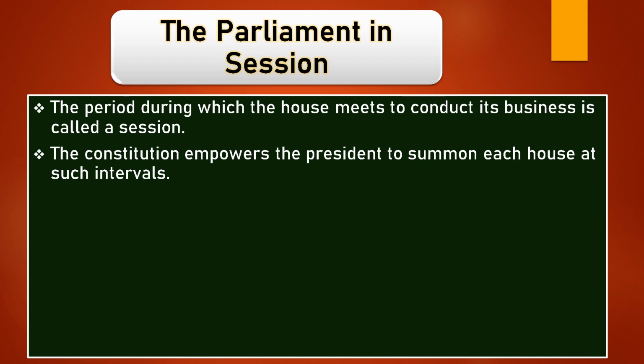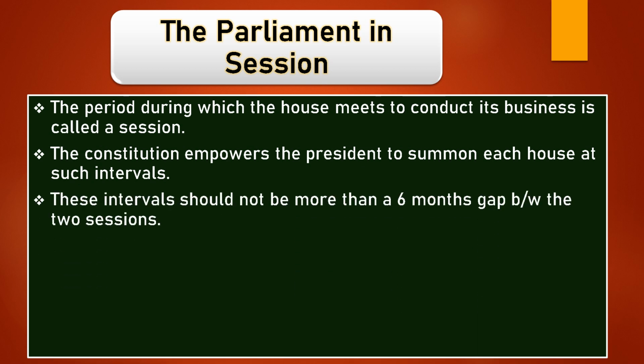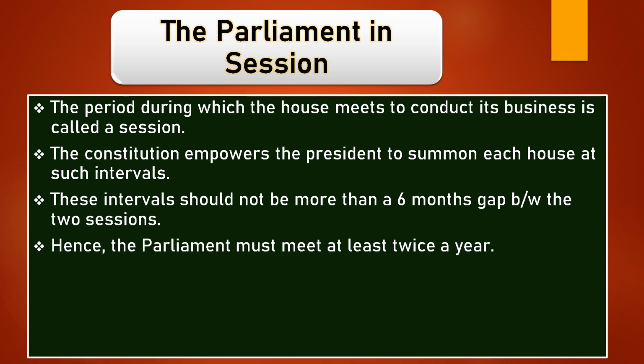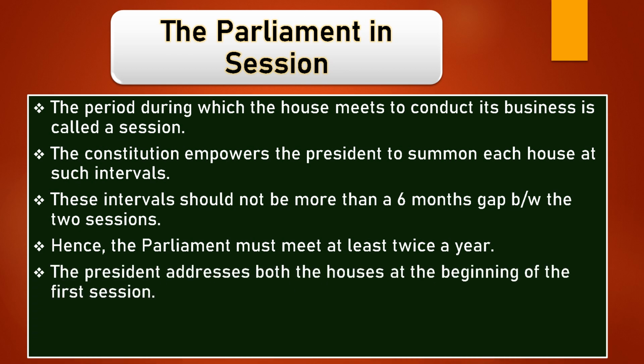The institution empowers the President to summon each House at such intervals that there should not be more than a 6 months gap between the 2 sessions. So hence the Parliament must meet at least twice a year. For this purpose, the President addresses both the houses at the beginning of the first session.